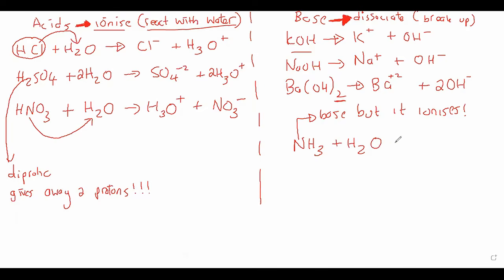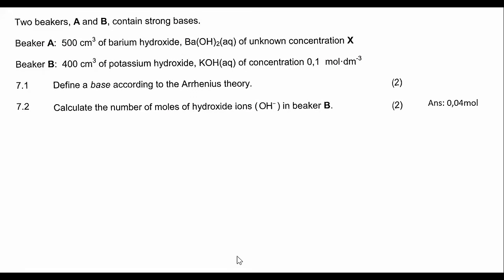The product of that would be NH4. This NH3 is not going to give its proton away. It's still a base. It's just reacting with water. So it's going to get a proton from the water molecule, and then you're going to be left with OH minus. Right. So this is where we were earlier.